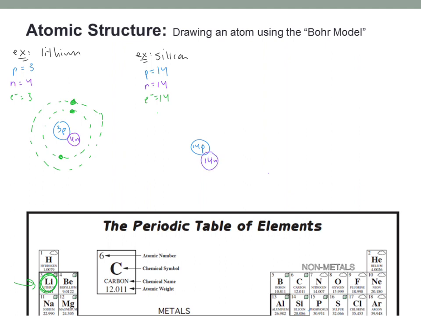And then for silicon, silicon is not in the second period, it's in the third period. So that means I'm going to have 3 shells. So let's write my 3 shells. I've got the first shell, I've got my second shell, and then I've got my third shell.